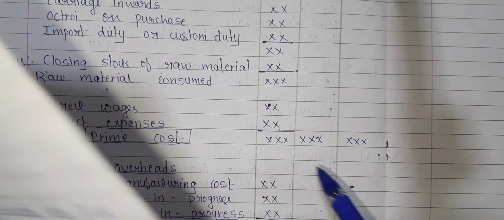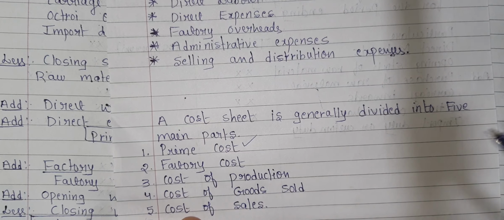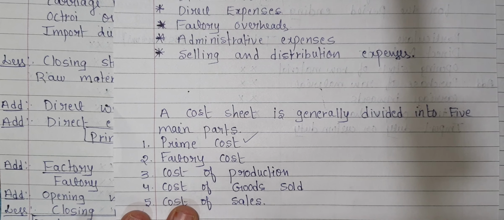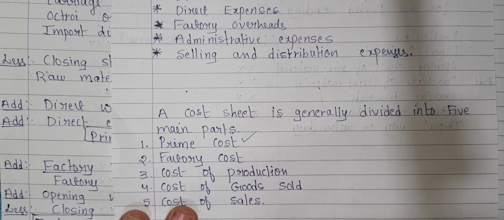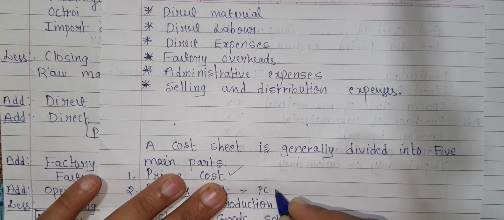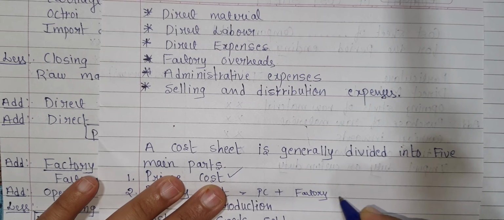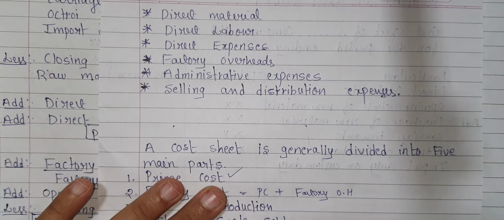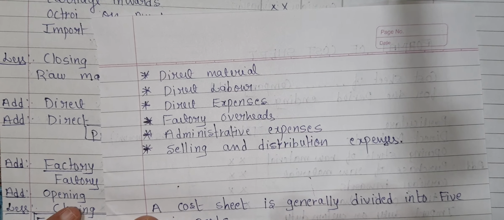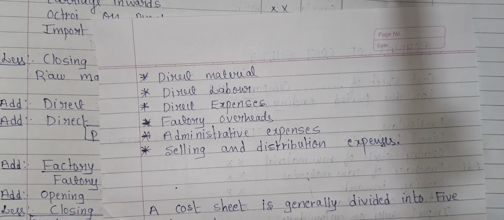Next, see here, prime cost is finished. Now next one is factory cost. How will we arrive at factory cost? The formula of factory cost is prime cost plus factory overheads. Prime cost plus factory overheads. Prime cost equals direct material plus direct labor plus direct expenses.